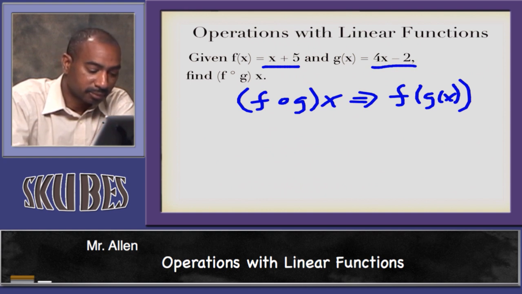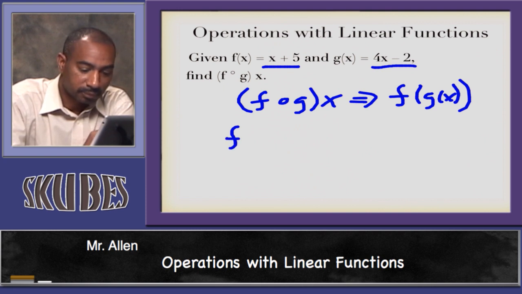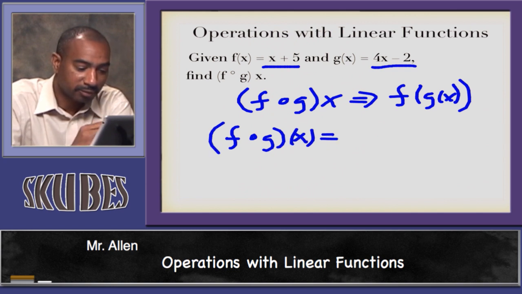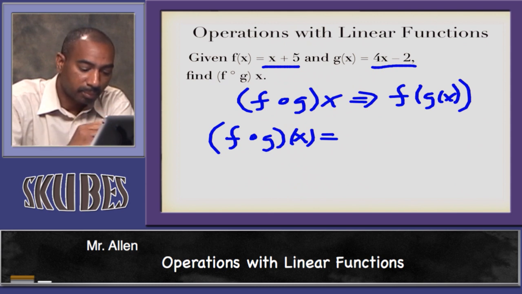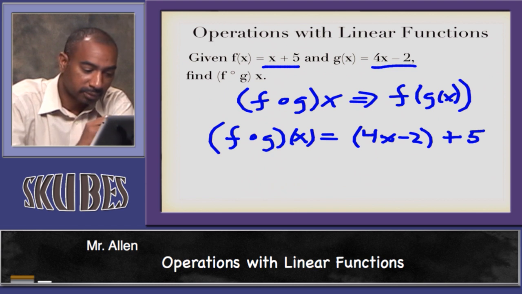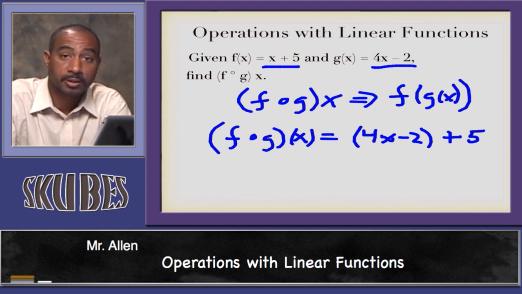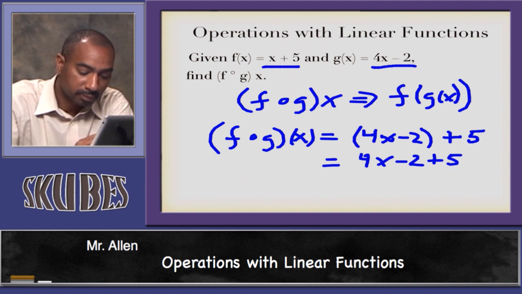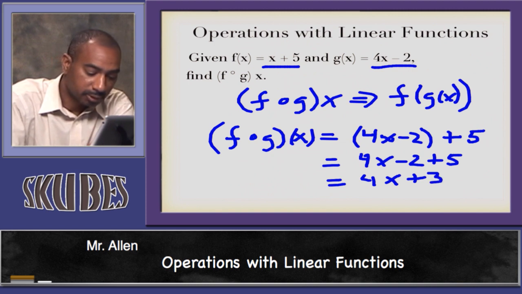So what we'll do is, this is just simply equal to, you're going to write the rules down. Instead of x, I'm going to put 4x minus 2. And then I'm going to add 5 because that's the rule that comes with f of x. Then you just simplify. So we have 4x minus 2 plus 5. So we have 4x plus 3. That's what this is.